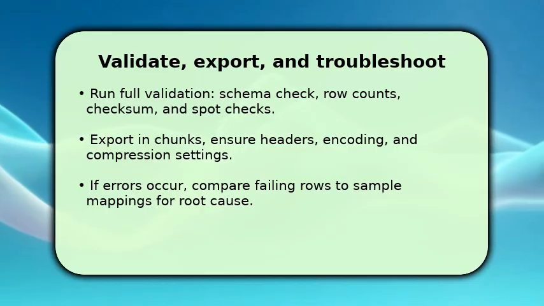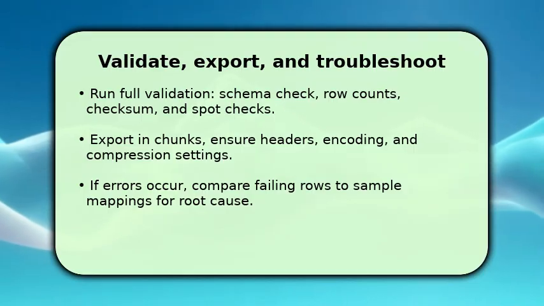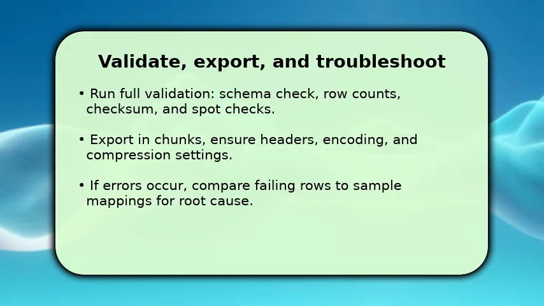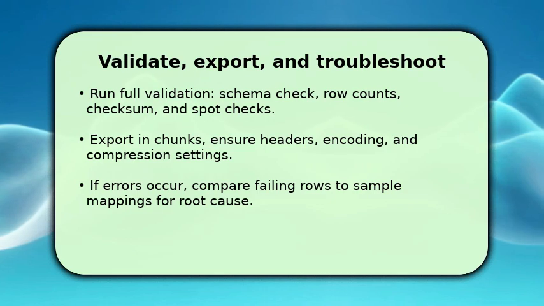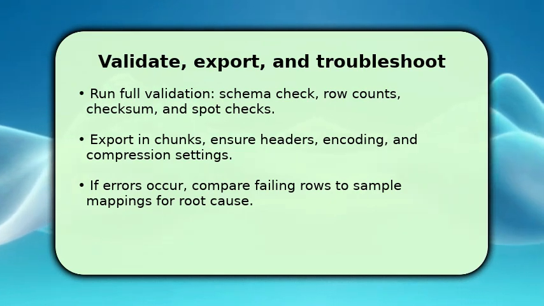If something goes wrong, focus on one key troubleshooting tip. Compare failing rows against your mapping rules and sample file to locate mismatches or unexpected types. Then adjust transformation logic, rerun the affected chunk, and revalidate before finalizing.